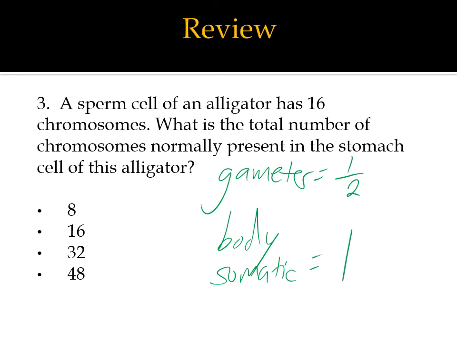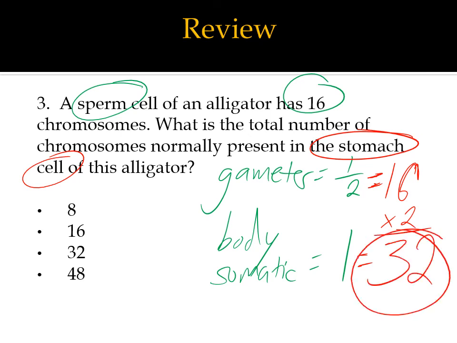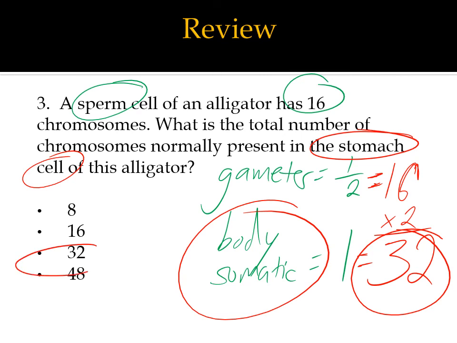So if we're talking about a sperm cell, an alligator has 16 chromosomes, well, that means then that 16 is half of whatever the number should be in a body cell. So we're looking for a stomach cell in an alligator. That counts as a body cell. Again, if you're not a sperm or an egg, you count as a body cell. So if 16 is the normal number for a gamete, that's half of what we'd expect in any body cell. So that means a body cell would have to have 16 times 2, which equals 32 chromosomes in a body cell, and that's our answer right there.